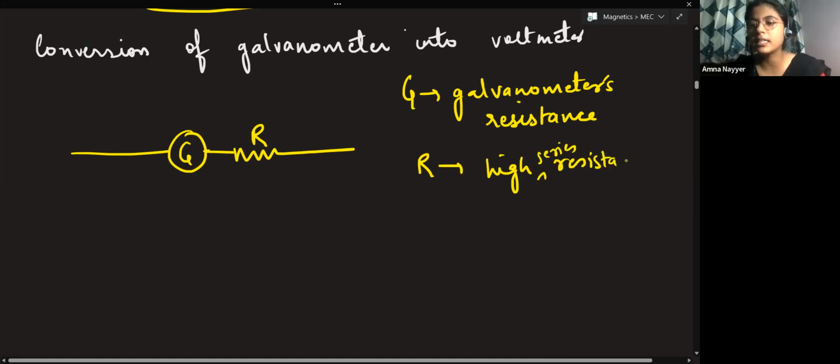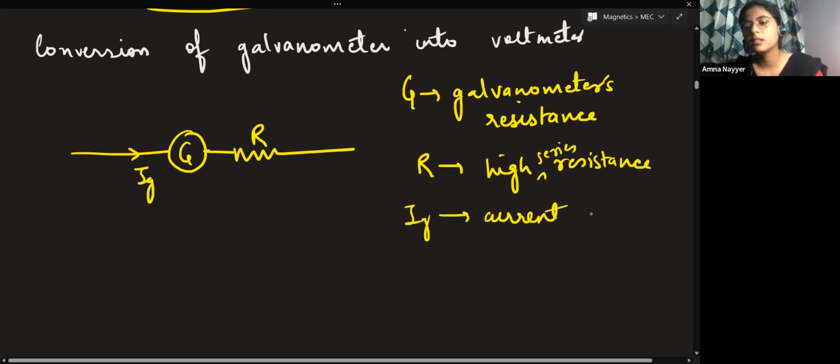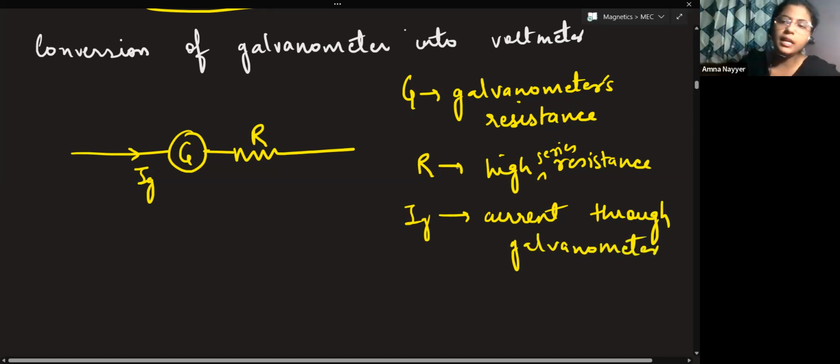Ig is the current flowing through the galvanometer. Obviously the current will be the same here. Across the galvanometer, current Ig is flowing. Let's say the potential difference of the system is capital V.